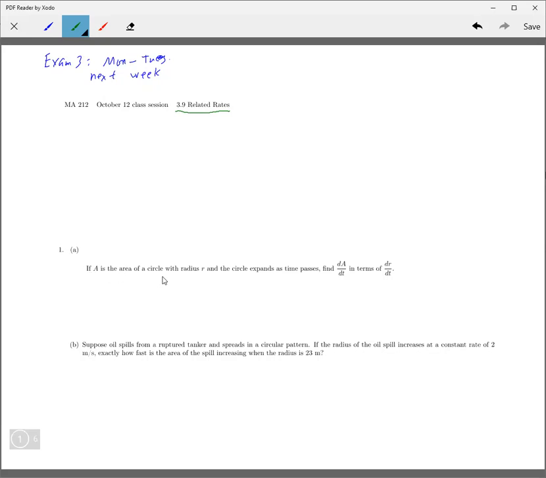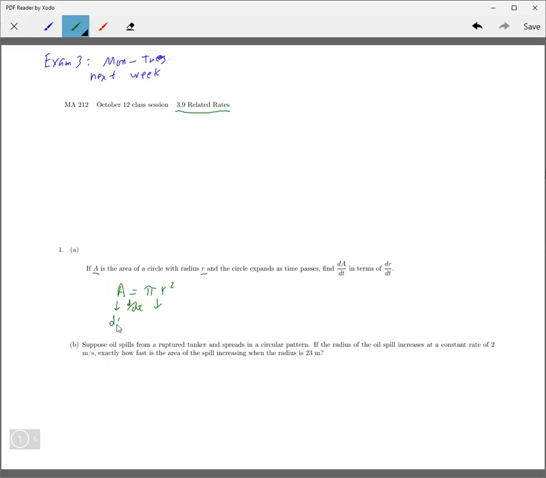If A is the area of a circle with radius r and the circle expands, find dA/dt in terms of dr/dt. So you find an equation involving the area and the radius, which everyone knows is area is pi r squared. The area is variable and the radius is variable, so think of those as both variables. And you take the derivative of each with respect to time.